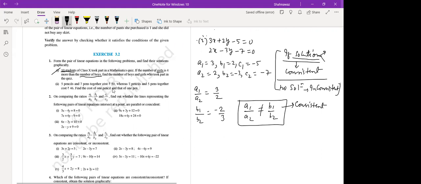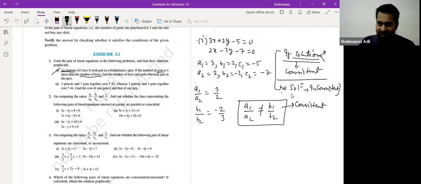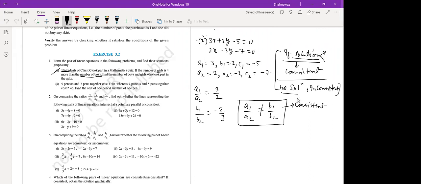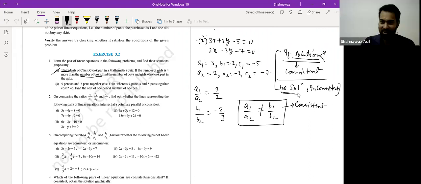Sir, what is below that, consistent? So no solutions. Sorry for my horrible idea. So this is no solution, meaning inconsistent.